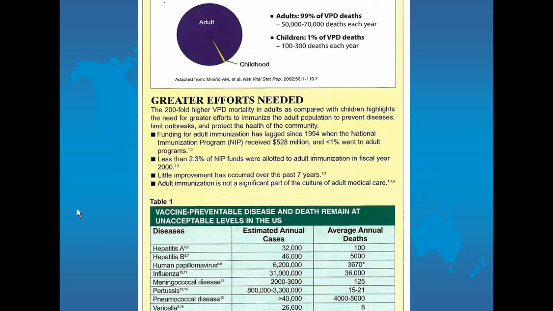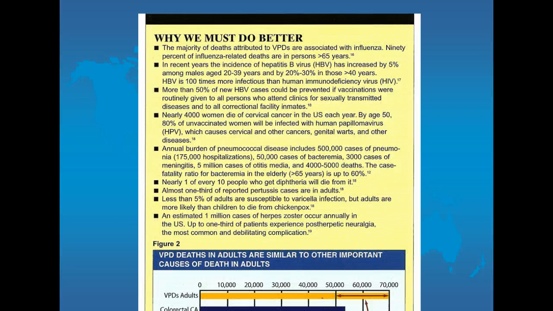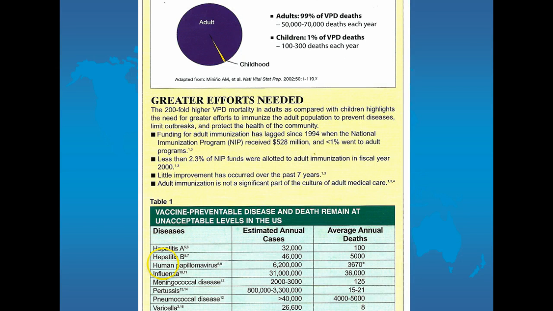Influenza, absolutely, that's like the biggest. The influenza related pneumonia is one of the biggest killers in the elderly population. I'll show you that later. Meningococcal disease, so your meningitis, meningococcemia, pertussis, your pneumococcal disease, your varicella. So that would be your chickenpox. And also that would include shingles as well, herpes zoster.